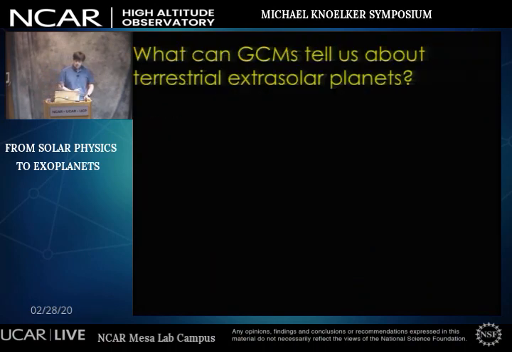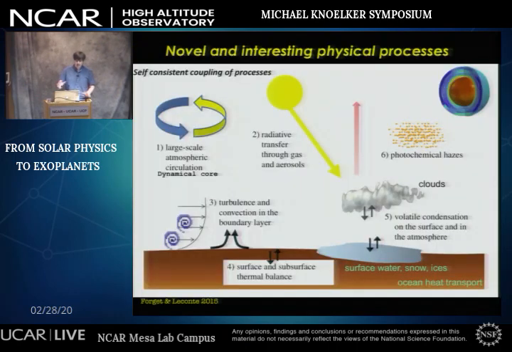So what can GCMs tell us about terrestrial extrasolar planets? One of the key things for GCMs is not that they do all the physics the best, but the fact that they couple all the physics together, so they're interacting together. So for these different worlds with different radiative forcings, perhaps different atmospheres, different rotation rates, we can discover novel and interesting physical processes via the self-consistent coupling of these processes, as the radiation interacts with the gases in the atmosphere, interacts with convection, interacts with condensation of clouds, interacts with the large-scale circulation of the atmosphere, et cetera, et cetera.